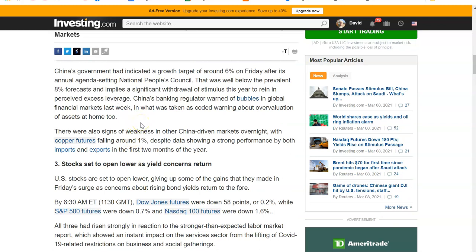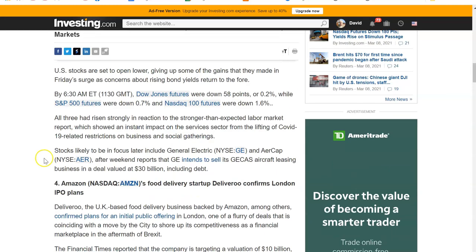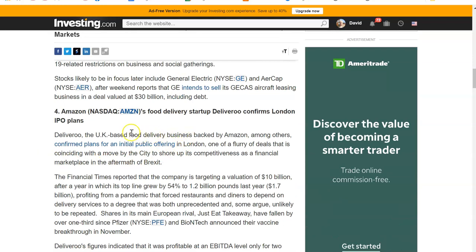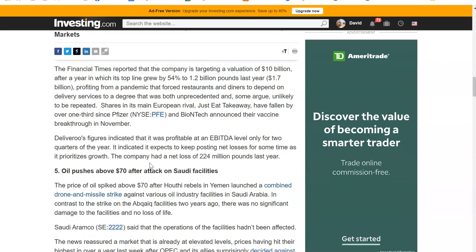The futures look like the stocks are set to open. This is about an hour ago. And this might be an interesting thing to follow: food delivery services that Amazon was putting some money into in Europe. And the Saudi oil refineries were attacked overnight, and it should push oil up. So this is the situation we're facing.